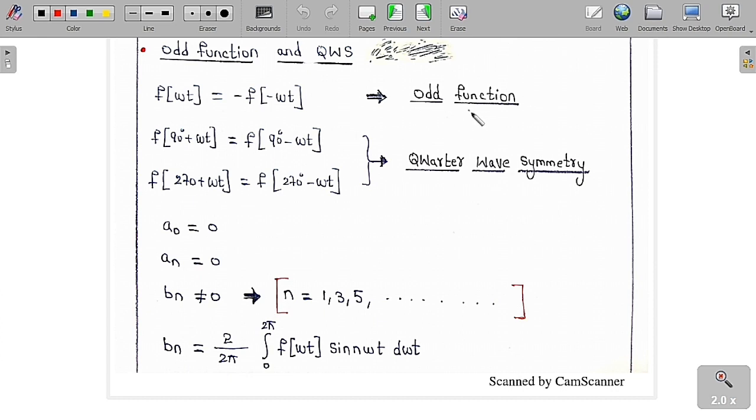For an odd function, as I have already told you, a0 is equal to 0 and an is equal to 0. So for an odd function, bn is definitely not equal to 0. As it has quarter wave symmetry, only odd harmonics are going to be present. It is the same for half wave symmetry or quarter wave symmetry: only the odd harmonic terms are present, not the even harmonic terms. Therefore n is equal to 1, 3, 5 up to infinity. So what is the value of bn? bn is equal to 2 by pi times the integration from 0 to 2 pi of f of theta into sin n theta d theta. This is the actual way to find the Fourier series coefficient bn.